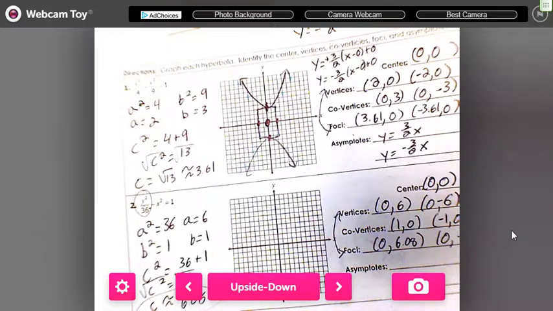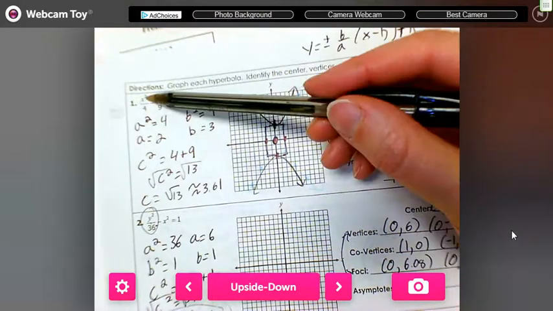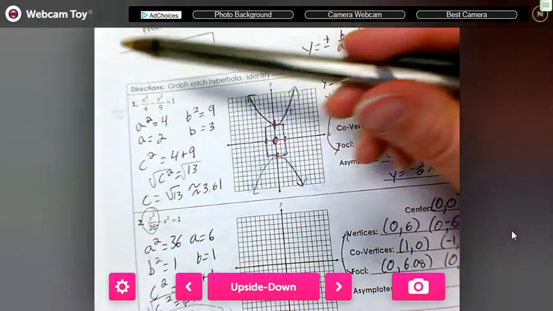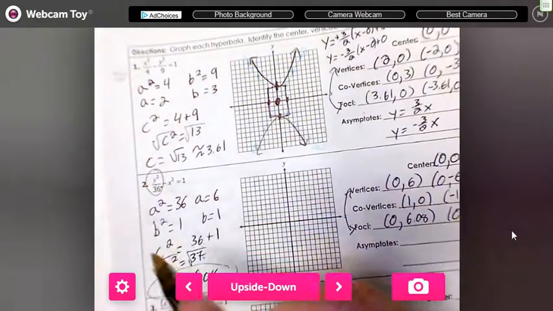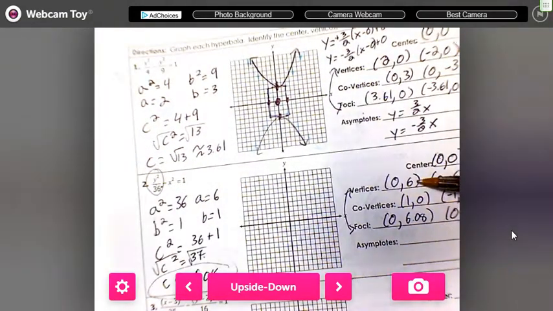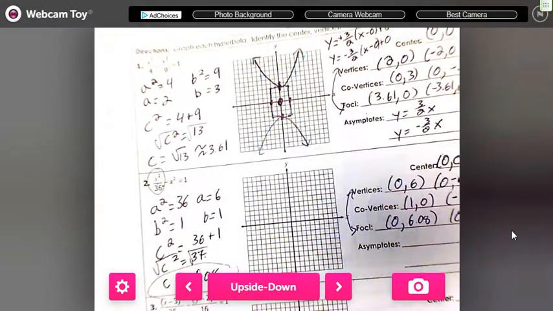So vertices, you change the x, co-vertices, you change the y? No, it depends. It just depends on what it is. Right, so if x is listed first, see how x is listed first? Then it's my x values for vertices. Y is listed first here, so it's my y value for vertices. And vertices and foci go the same.